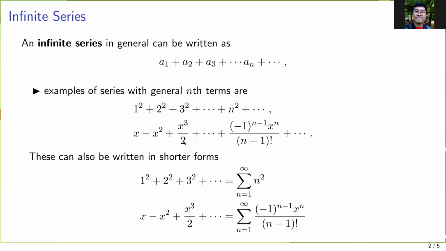In shorter forms, we can write them as 1 squared plus 2 squared plus 3 squared and so on equal to summation. So we use a sum symbol from n equals 1 to infinity of n squared. On the second one, you have x minus x squared plus x cubed over 2 and so on. And we can write it as, again, a summation from n equals 1 to infinity of this term.